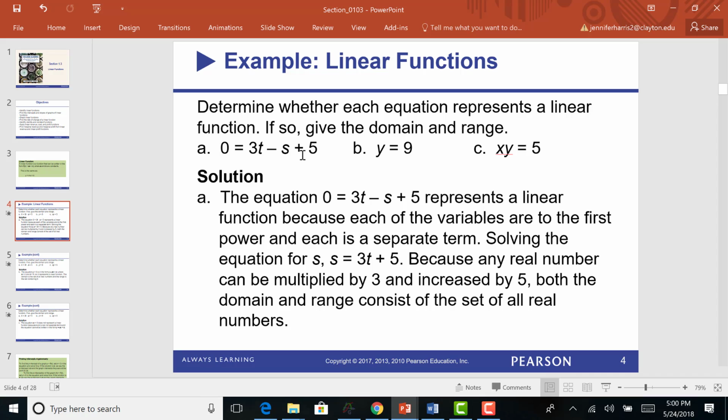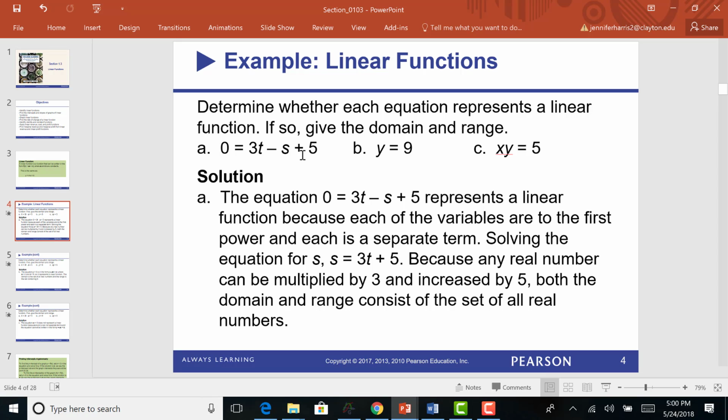So that's linear, yes. Now, when it asks you about the domain, it just means what are all the numbers you could plug in? Any number in the world you want to. And what numbers might you get out as output? Any number in the world. So for this one, your domain is all real numbers, and your range is all real numbers. You can plug in any number and you get any number out.